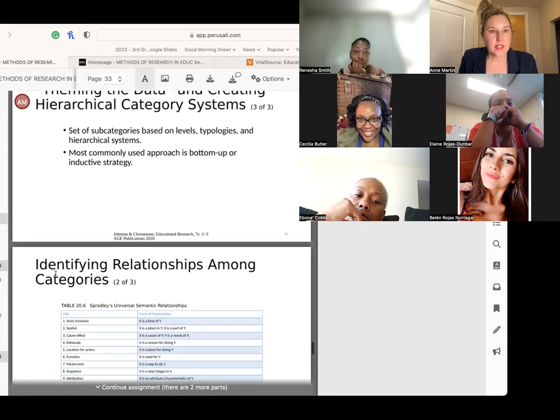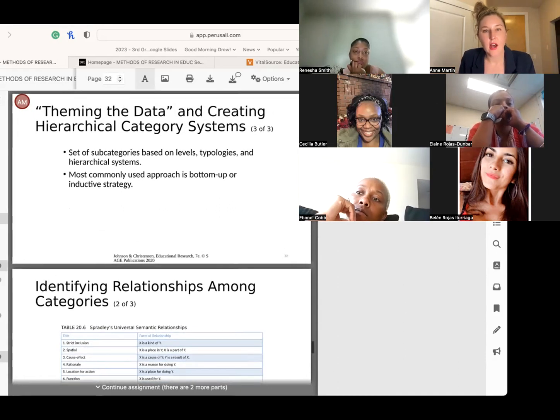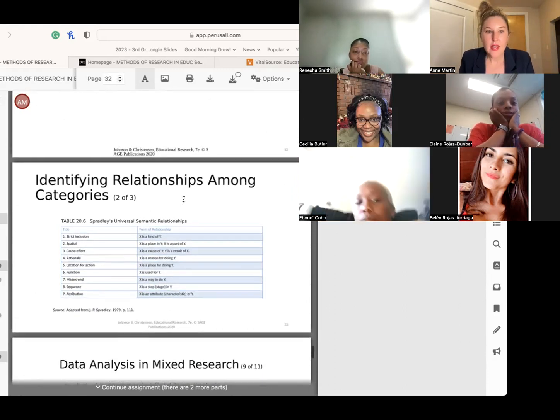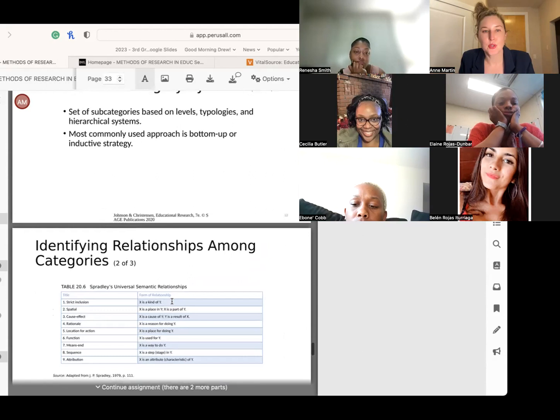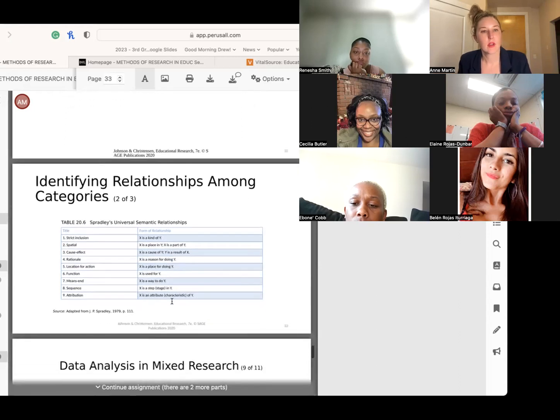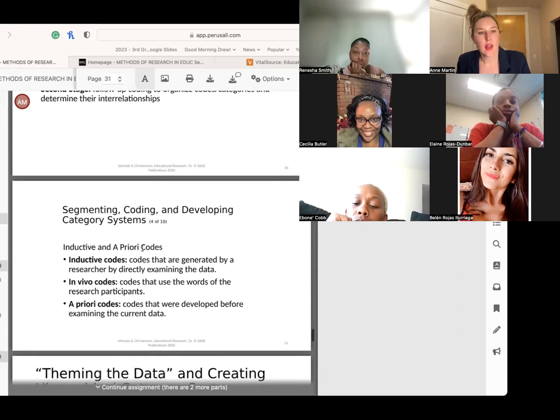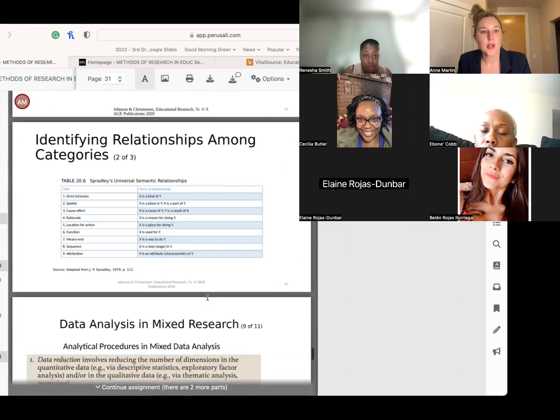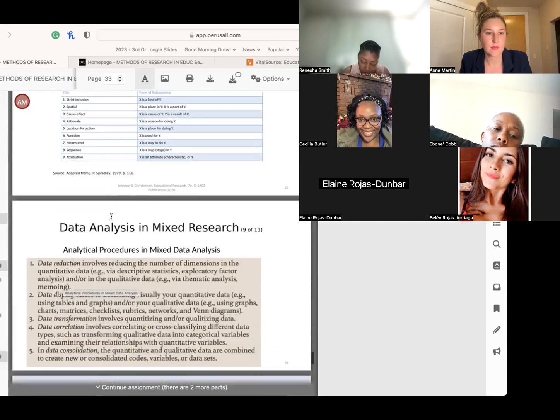And then I know that the text talks about theming the data and ways to do the secondary coding to come up with the relationships. They give this example of some of the different methods that they might use to identify the relationships. So I think you need to know the difference between these codes for sure, and then maybe just understand that these are some examples of how you could identify relationships when you are doing second stage.